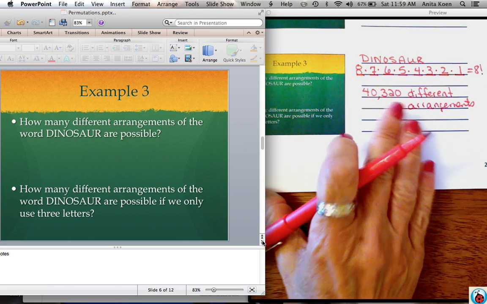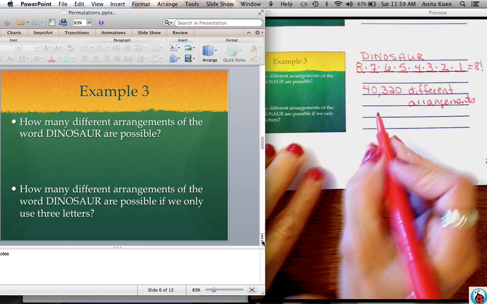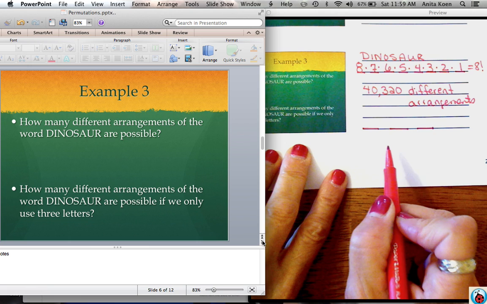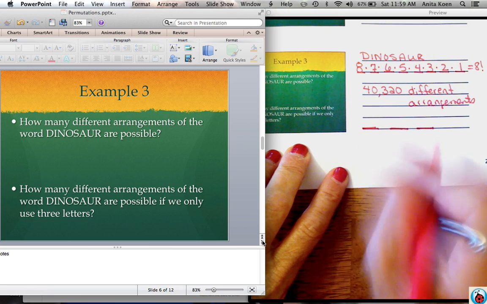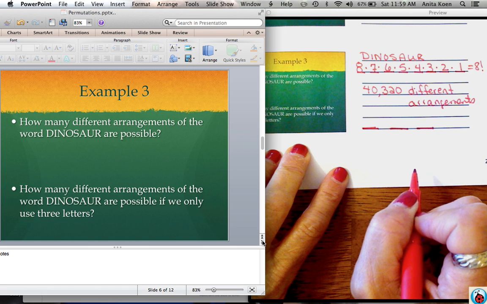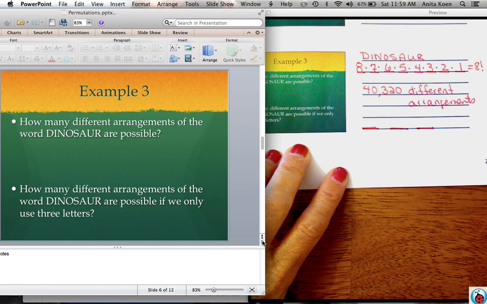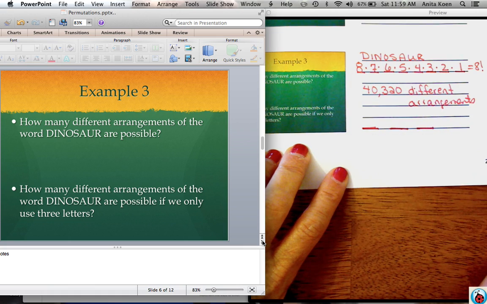Okay. How many different arrangements for the word dinosaur would be possible if we only used 3 letters? So 1, 2, 3. We only want to use 3 letters of the word dinosaur and see how many different ways we could arrange these 3 letters, not just the 3 letters from the word dinosaur, but any 3 letters from the word dinosaur.